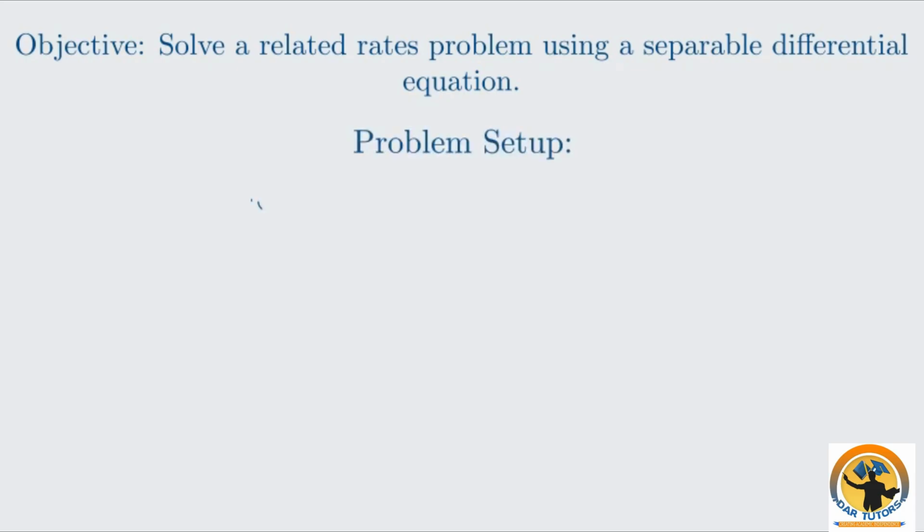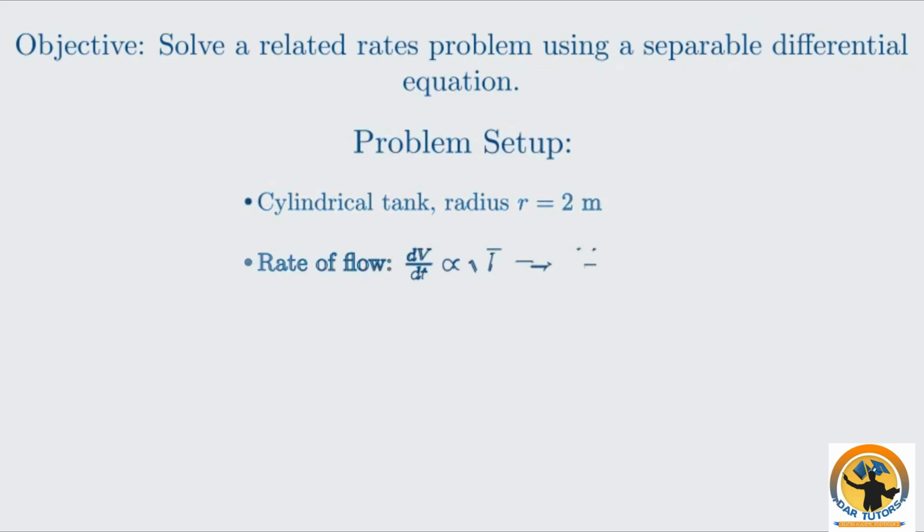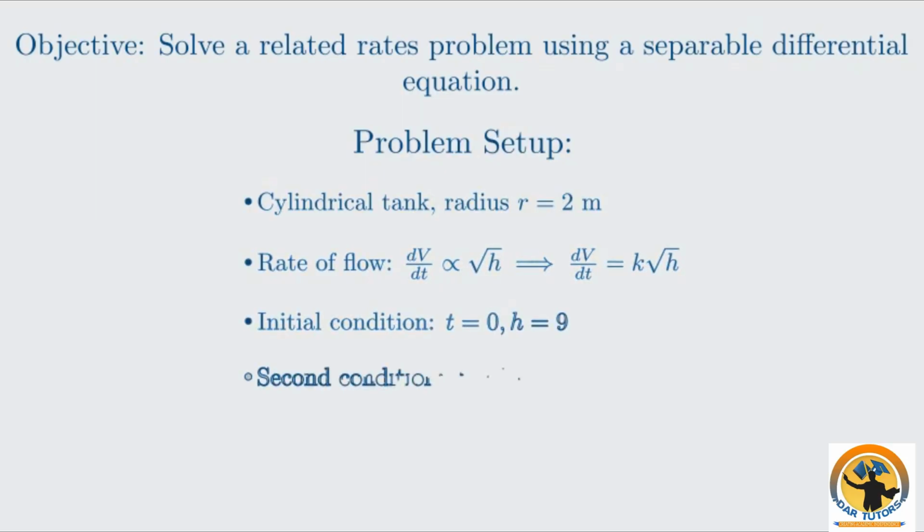Let's break this down. We are given that the rate of change of volume, dV/dt, is proportional to the square root of the depth, h. This means dV/dt equals k times the square root of h, where k is a constant. The problem involves both volume V and depth h. We need a differential equation that relates h and t. We can use the chain rule, dV/dt equals dV/dh times dh/dt.